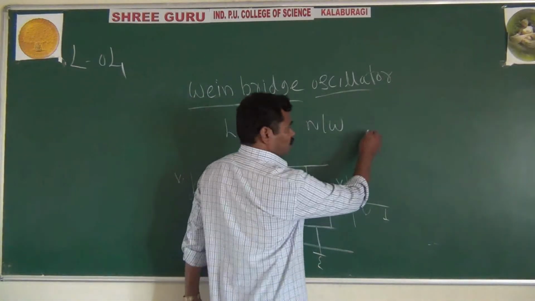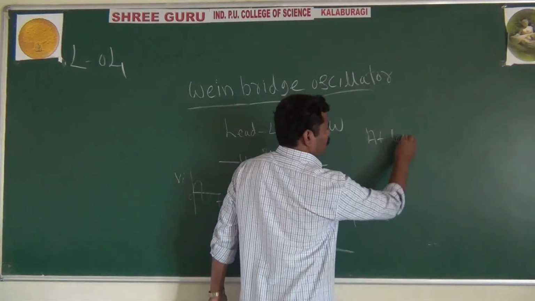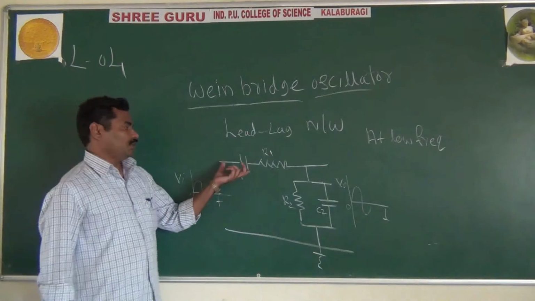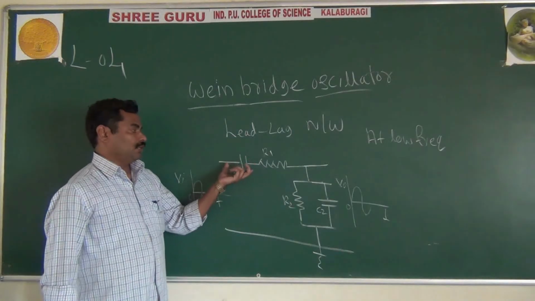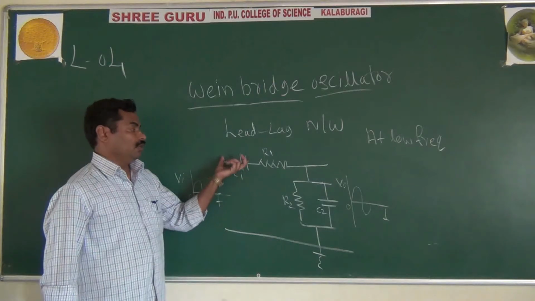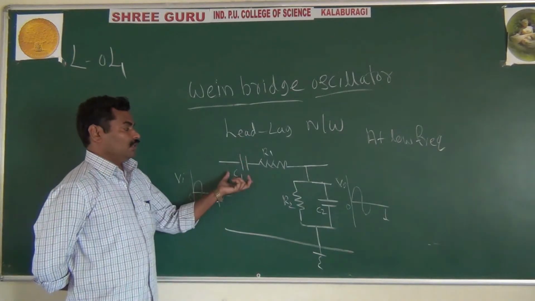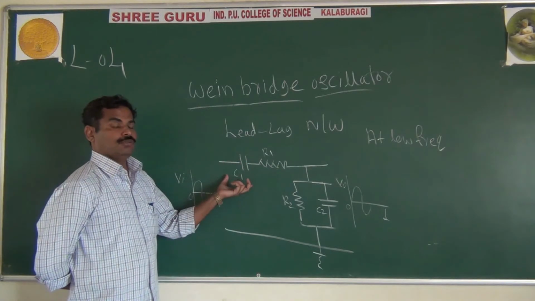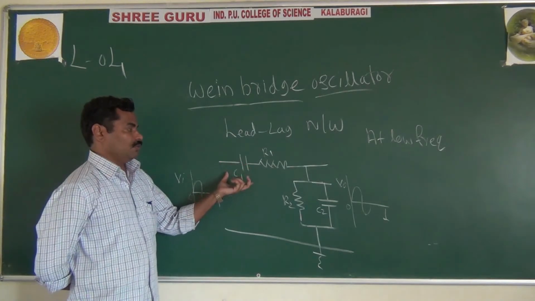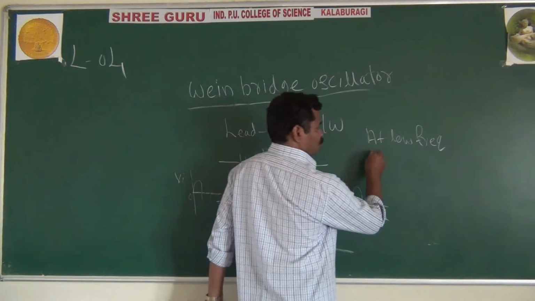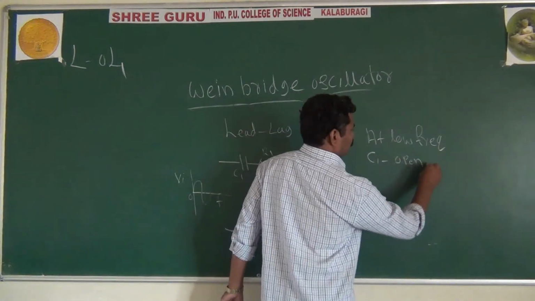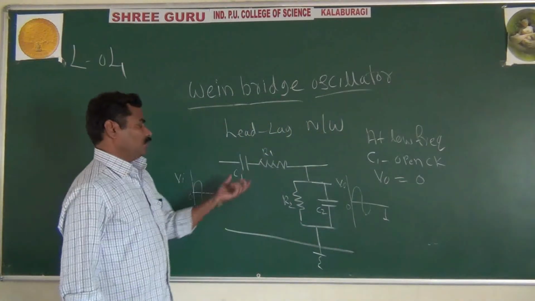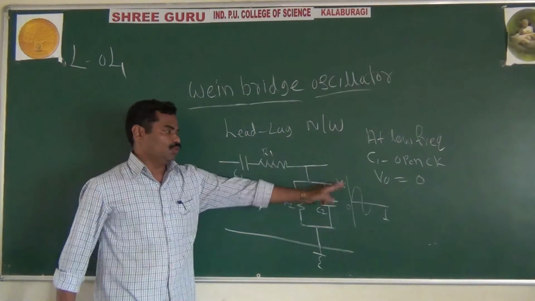Actually, at low frequency, what happens? At low frequency, your capacitor acts as an open circuit because you are having more effective resistance. The capacitive reactance X is very high at low frequency. It means at low frequency, the capacitor C1 acts as an open circuit. That's why the output is 0.